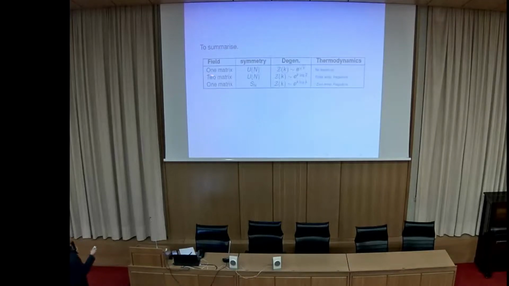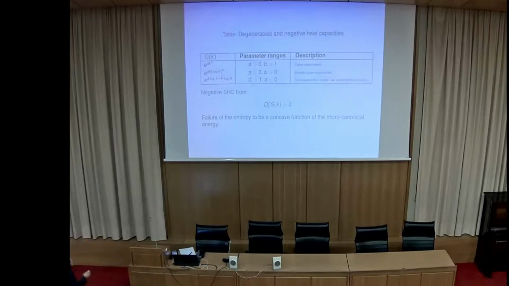So to summarize, when we look at the U(N) symmetry, we had e to the root k growth when N goes to infinity. We had e to the k log 2 for the two-matrix case at finite temperature. Here we got one matrix but discrete symmetry, e to the k log k, with a zero temperature Hagedorn transition. So then we look at different types of growth and ask, when can I get this negative specific heat capacity?